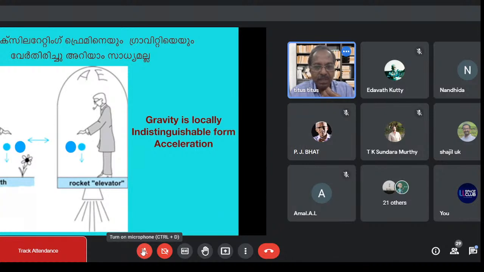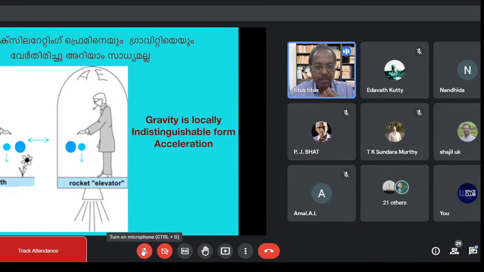But what is being seen by the observer inside the spaceship? He is standing on the floor of the elevator inside, and while he watches the balls, what he is seeing is that these bodies, both the highly massive one and the less massive one, are falling equally fast and hitting the floor of the elevator simultaneously.